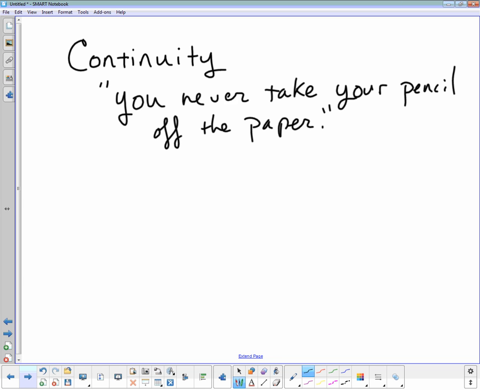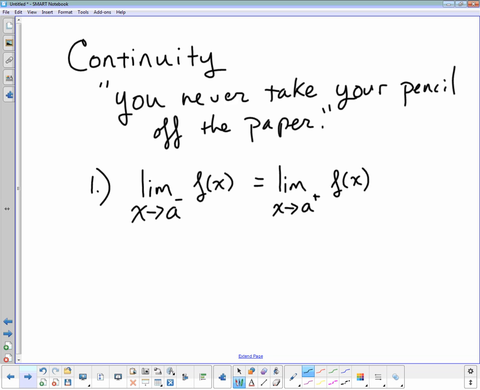But in fact, there's a three-part mathematical definition to it. And in order for something to be continuous, it must behave in the following way. First, the left-hand limit has to be equal to the right-hand limit. Just like the picture before, that picture failed for that reason right there. So right off the bat, if it's broken in that sense, no dice.